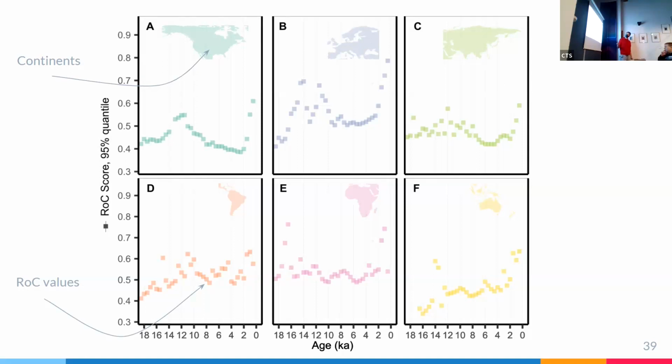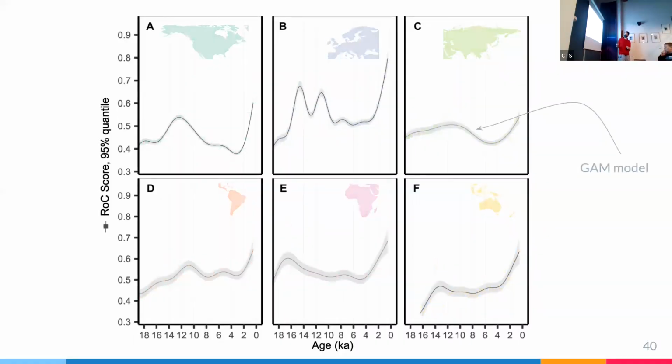And then for each continent, we summarize them over 500 time slots. And these are the individual points. These are the summary values of the rate of change for all continents. Then we fit a general additive model to make it like a trend. And here you can already see the first result, which is this increase. So these are rate of change values: how quickly things are changing.